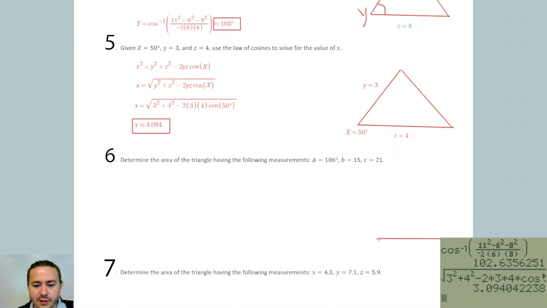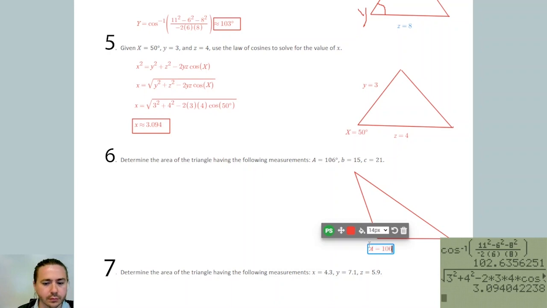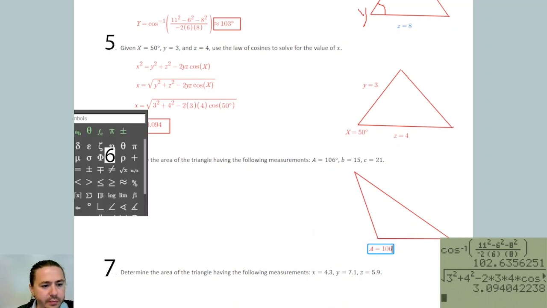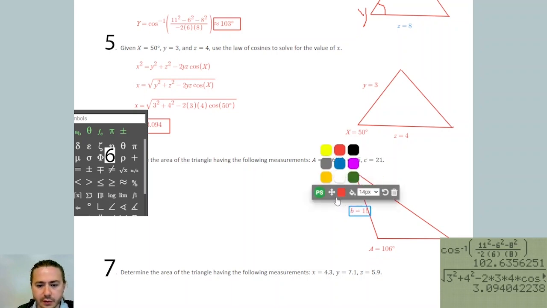All right, so 106, if 90 looks like this, 106 is going to be a little bit more open than that. So I'm just going to estimate. That angle is going to be 106 degrees. Let's say P is 15. And C is 21.